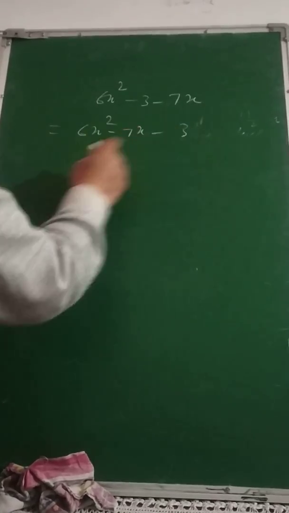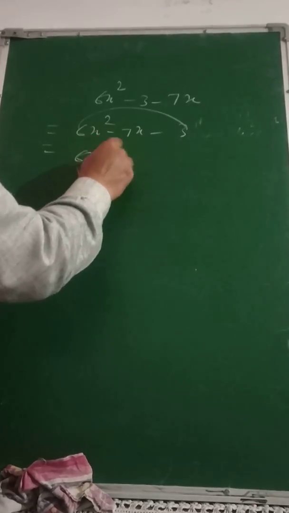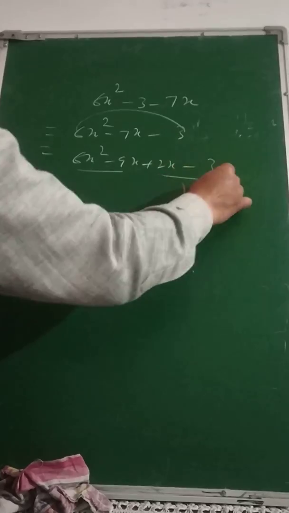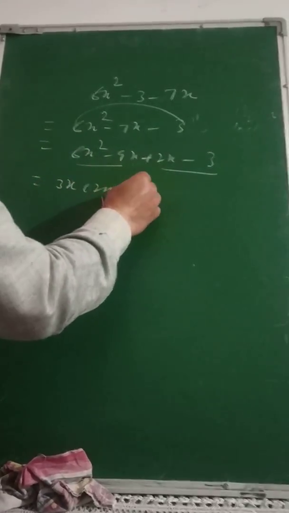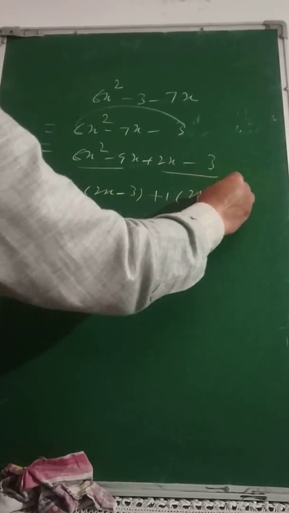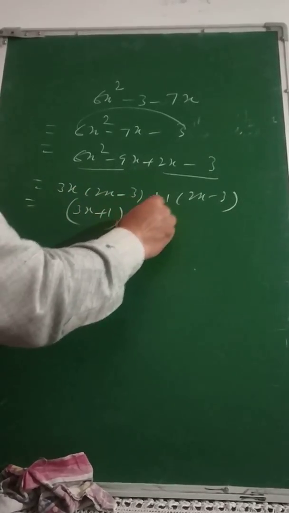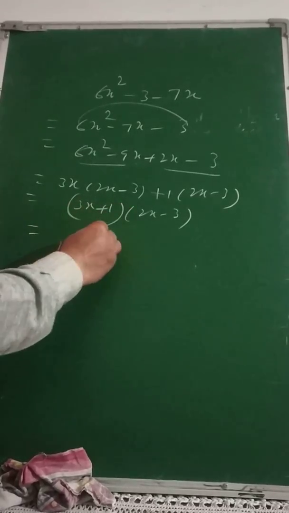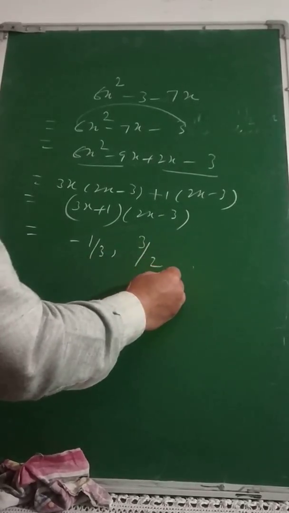Split the middle term, that is 6 into 3 is 18. You know 6x square minus 9x plus 2x minus 3. First two and last two. So here 3x is common, it is 2x minus 3. When nothing is common, plus 1 is always common, 2x minus 3. So 3x plus 1 into 2x minus 3. So your two zeros, when you put this equal to 0, will be minus 1 upon 3 and 3 upon 2. These two will be the zeros.